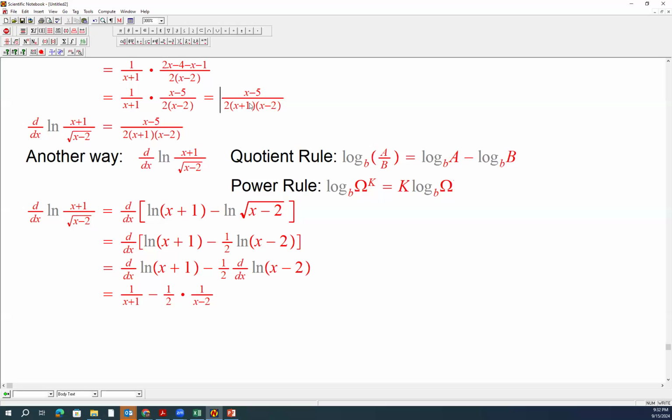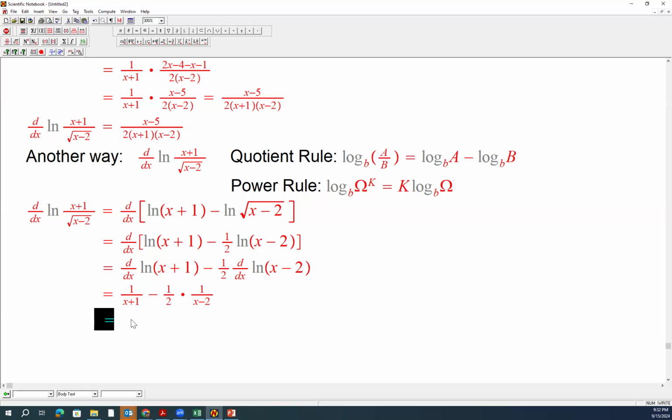But the question is, we have a different looking answer, right? So can we make them the same? Of course, we must try to make them the same. Otherwise, we may have some doubt, right? So let's do that.